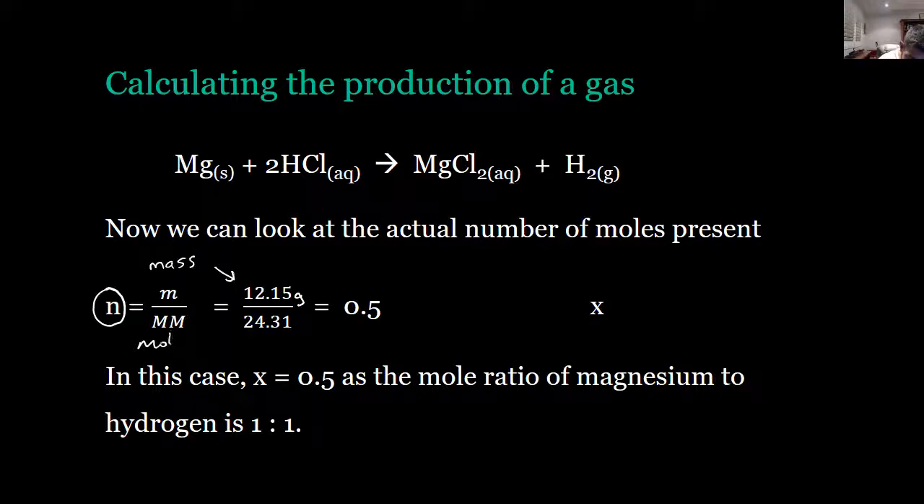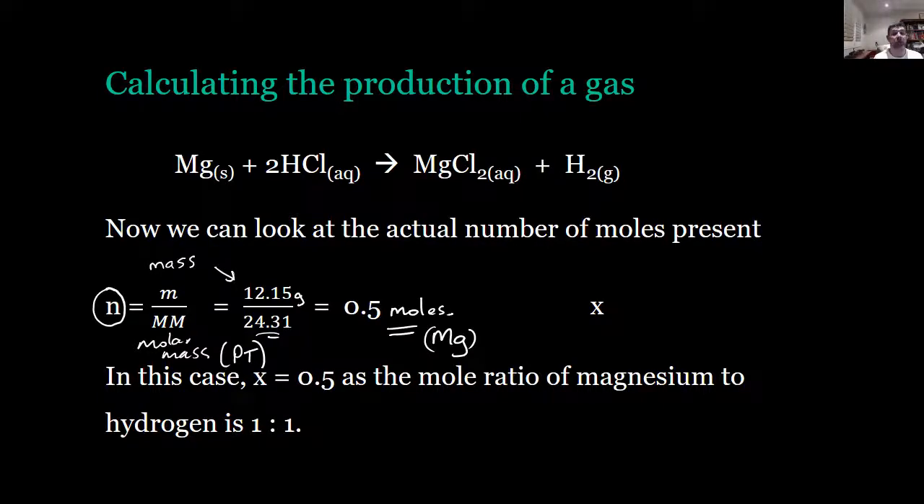The molar mass comes directly from the periodic table, which you're always given. So you don't need to memorize them, you just need to be able to look them up. And when we look up magnesium, we find its molar mass is 24.31. Now this is going to round out to pretty close to 0.5 moles of magnesium.